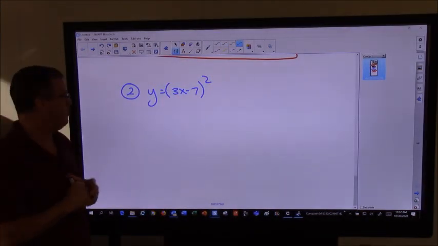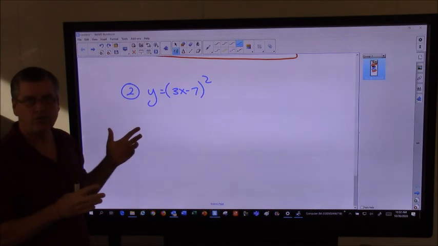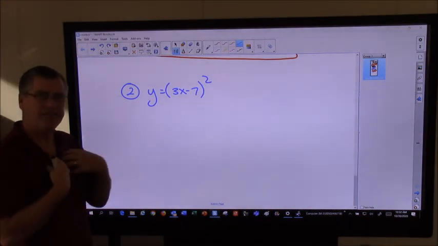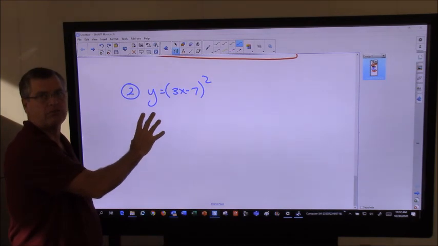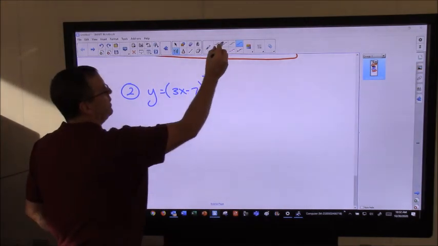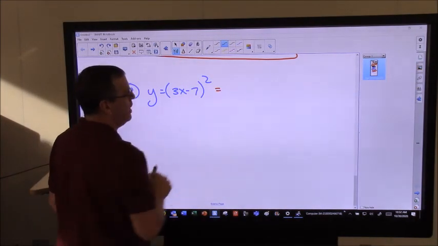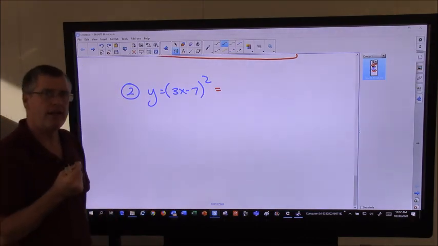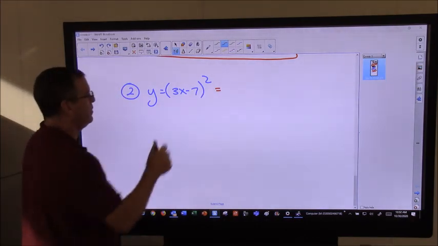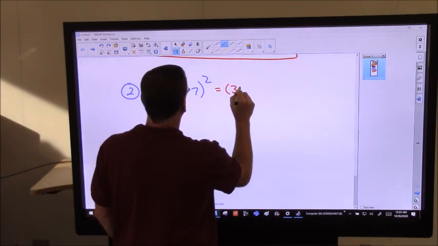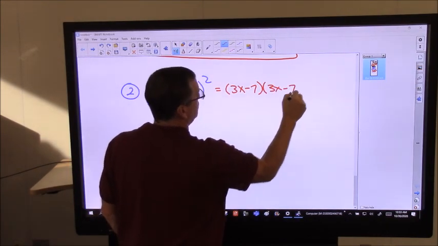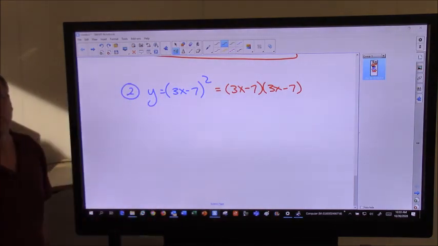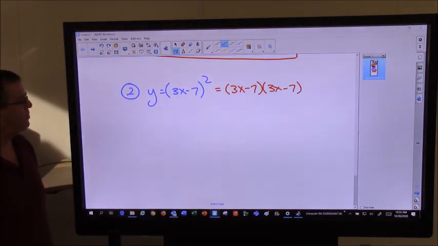All right, so remember, we're trying to use the product rule. Again, normally I would go ahead and FOIL this and use the power rule. It's a lot easier. But for today, we're trying to use the product rule, and in order to do that, I've got to have two things that I'm multiplying. So I should write this down as 3x minus 7 times 3x minus 7. Now I can do the product rule. All right, you guys go ahead and try.